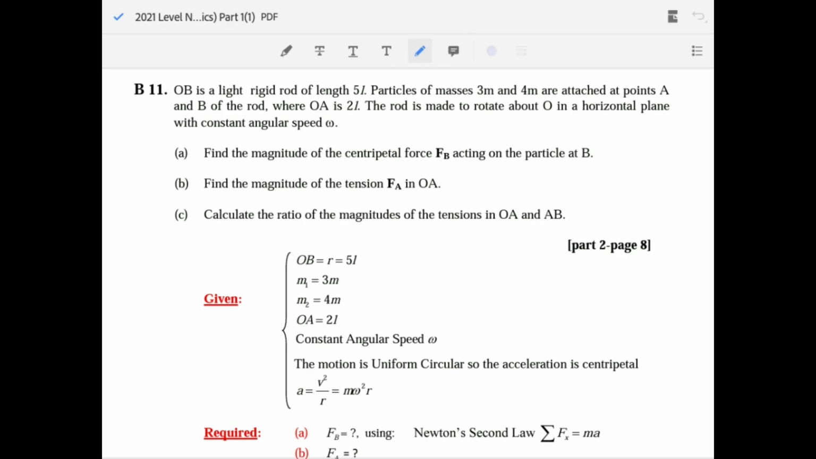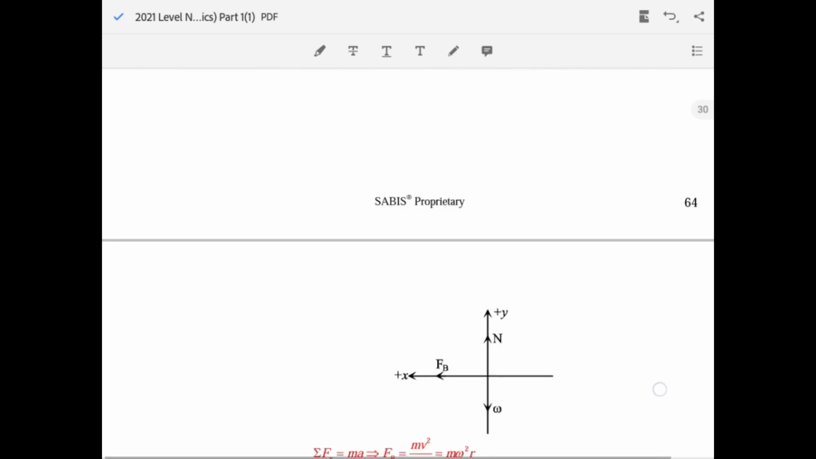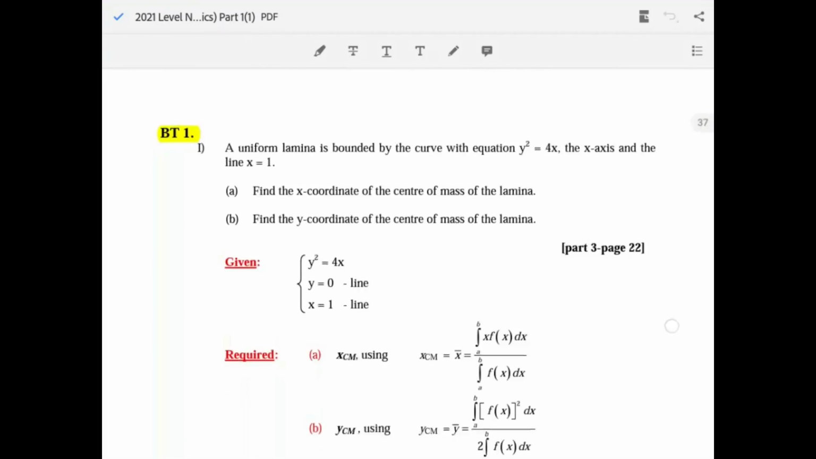Then calculate the ratio of the magnitudes of tension. Obviously it's OA, AB, you got the AB, you got the OA, so it's just 20 over 26. Let's check if it's correct. Yep, or 26 over 20. Just make sure that's FA over FB. And that's it for part 2.